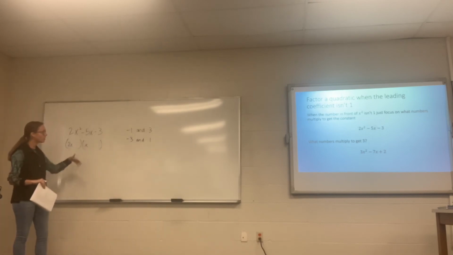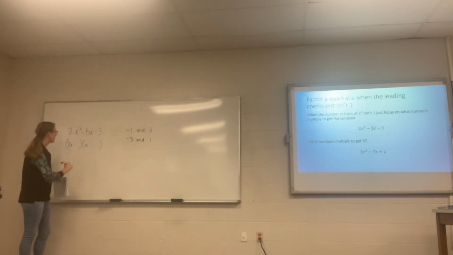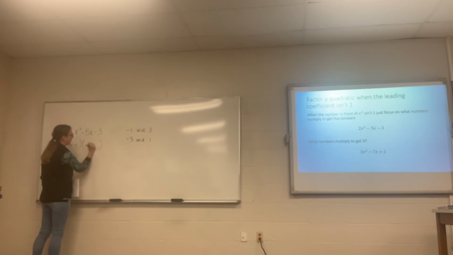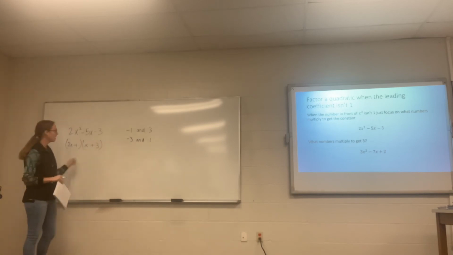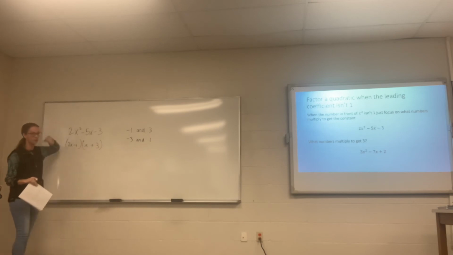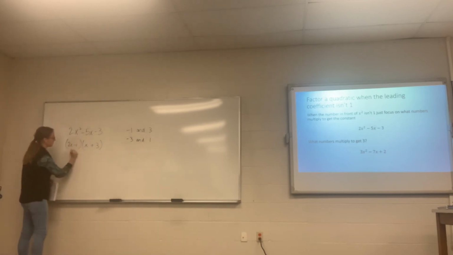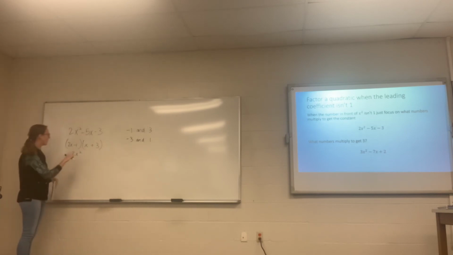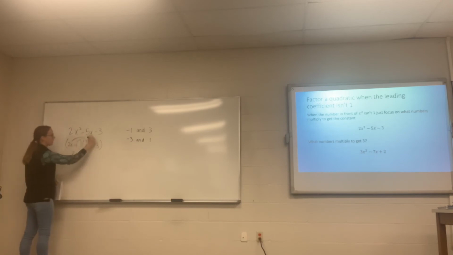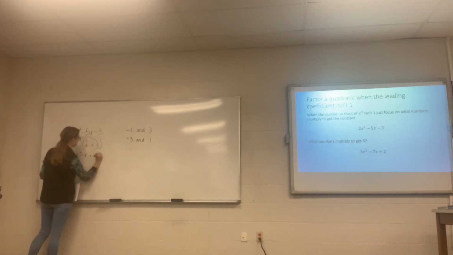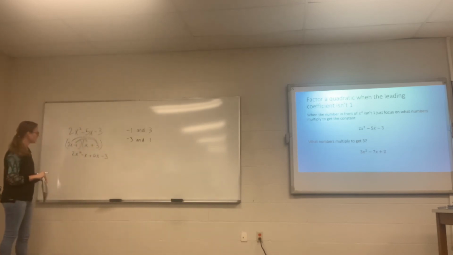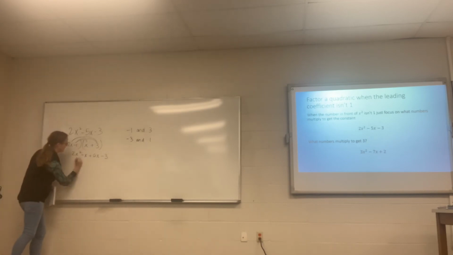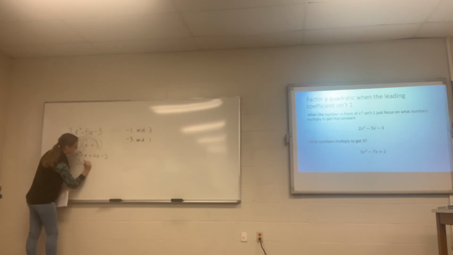Okay, so I'm just going to go in order. Let's use the -1 and the 3. So if I put -1 here and then a +3 over here, now I'm going to have to FOIL this back out and see if I get what's up here. So if I take the 2x times x, I have 2x squared. And then -1 times x gives me -x. 2x times 3 is going to give me 6x. And then -1 times 3 gives me -3. So now when I combine my like terms, I end up with 2x squared plus 5x minus 3.